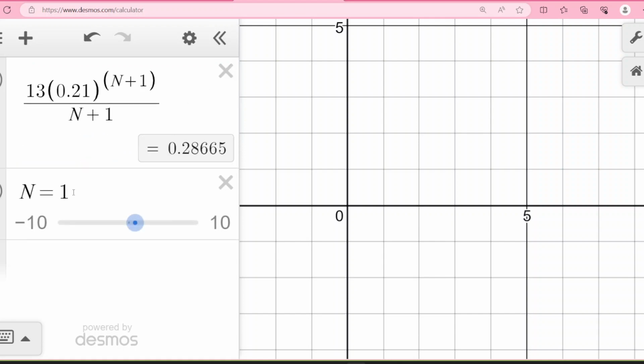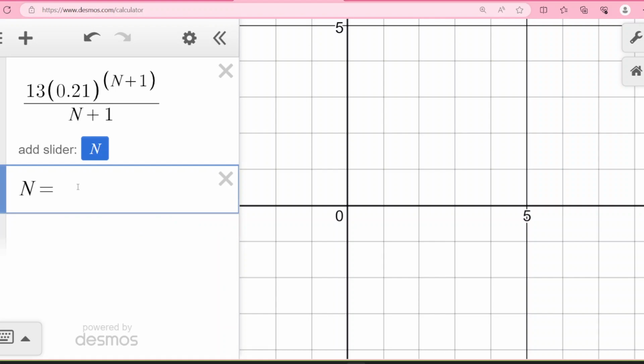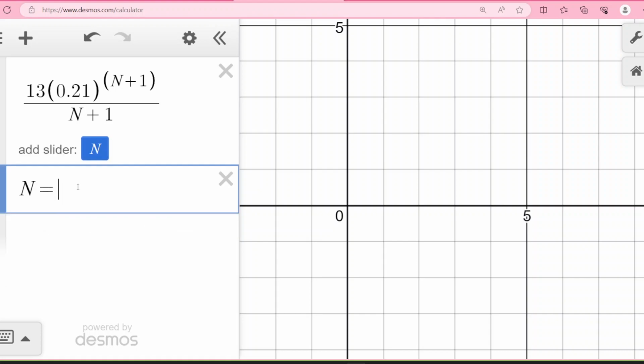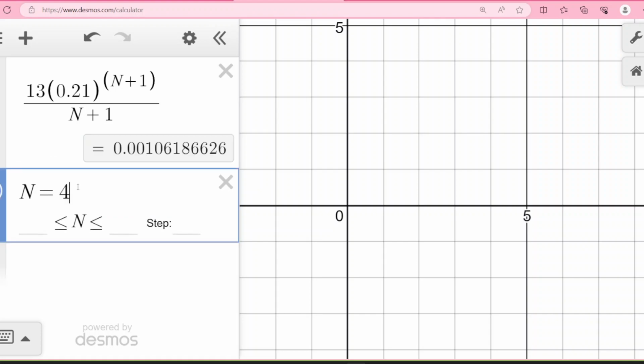Now when n equals 1, the error is going to be less than 0.286. It'll be less than this, but that's not less than 1,000th. And when n equals 2, that's not less than 1,000th. When n equals 3, that's not less than 1,000th. N equals 4, that's not less than 1,000th.